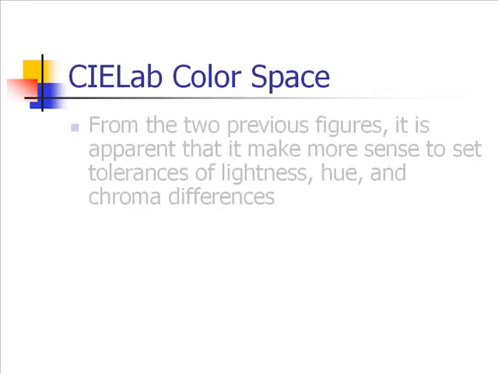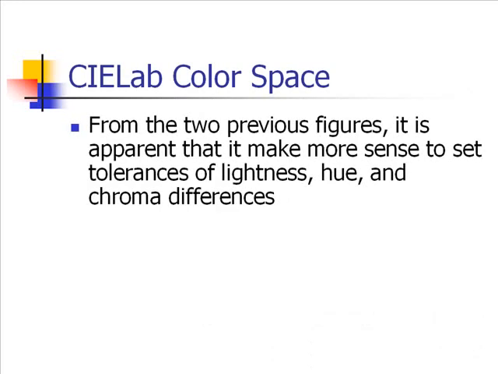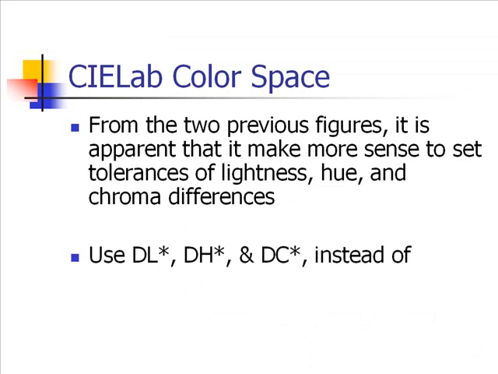From the two previous figures, it is apparent that it makes more sense to set tolerances for lightness, hue, and chroma instead of using lightness, A, and B. You can use, instead of an A value, a B value, and an L value, delta values for tolerancing, let's use L, C, and H. So we can look at it here.